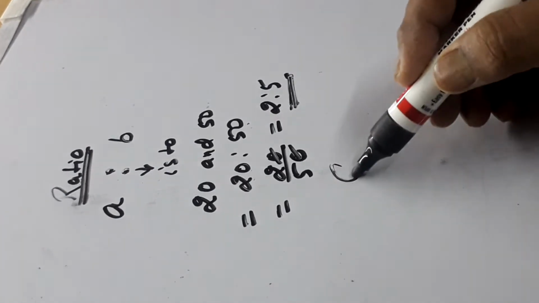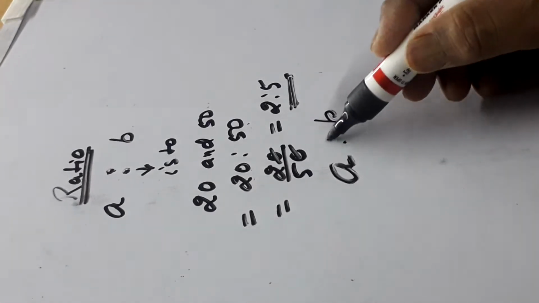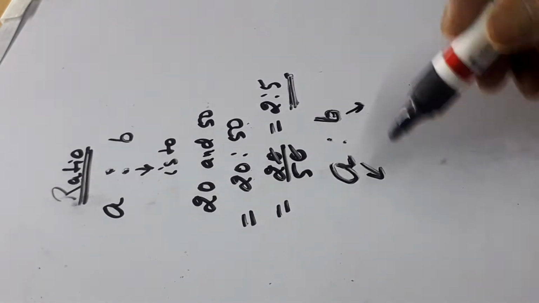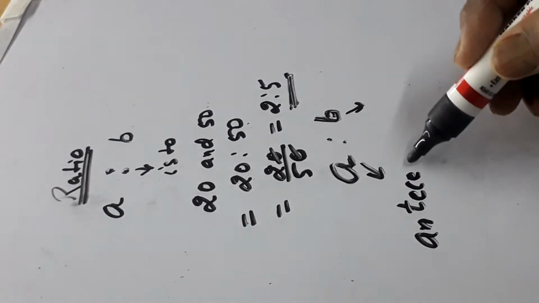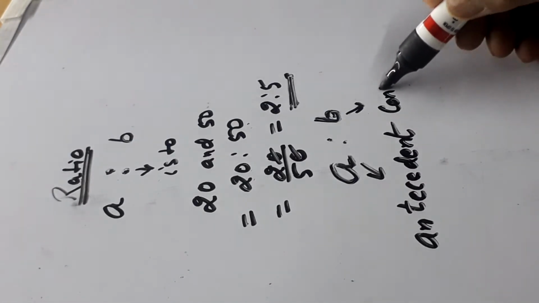Now if we talk about these two terms, we have two terms in a ratio. The first term is called antecedent and the second term is called consequent. This first one is called antecedent and the second term is called consequent.